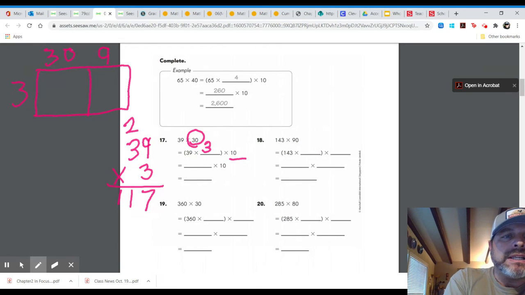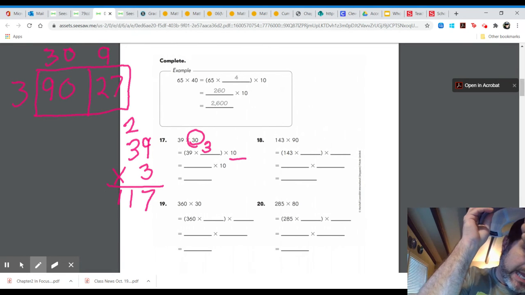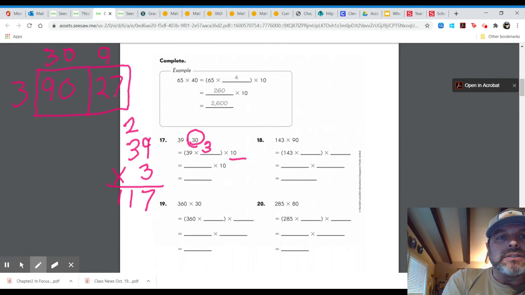So 3 times 30. 3 times 3 is 9 and a 0, okay? So that's 90. And then I do 3 times 9, which is 27. And then I take those two numbers and I add them together, okay? So I have to add those together. So let's do that. So 90 plus 27. Gosh, what happened there? I don't know what's going on here.